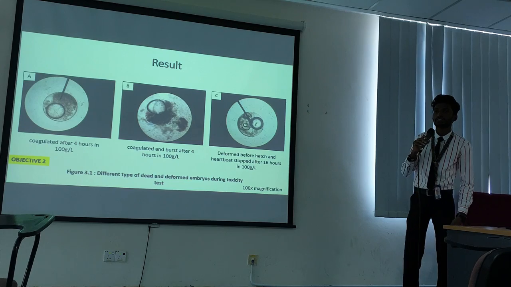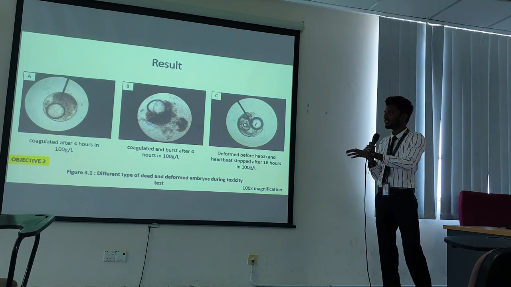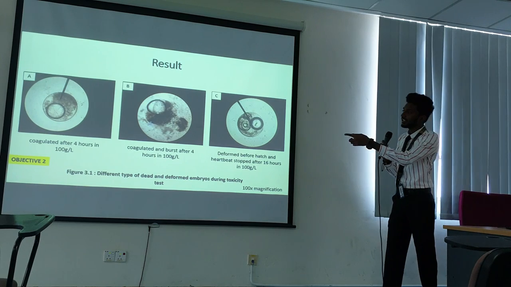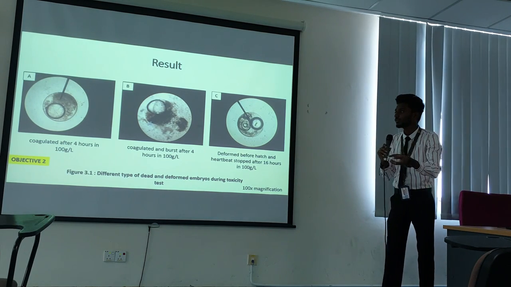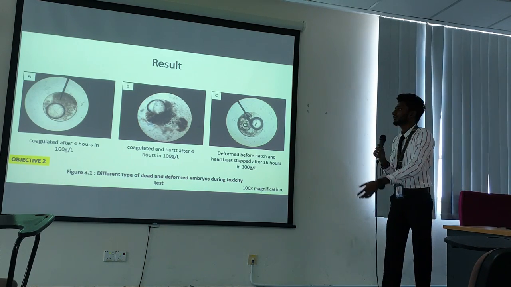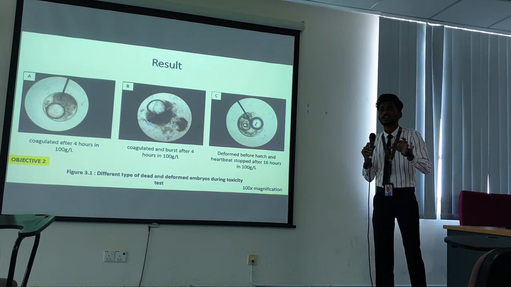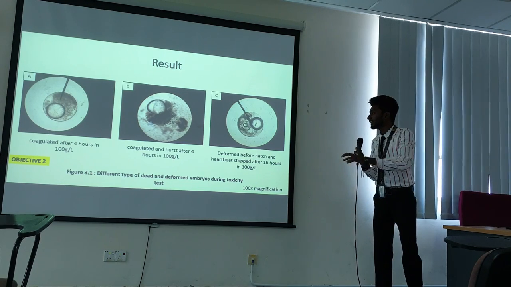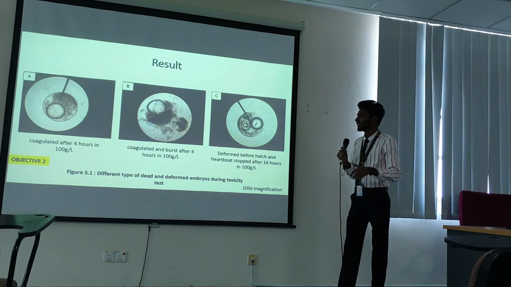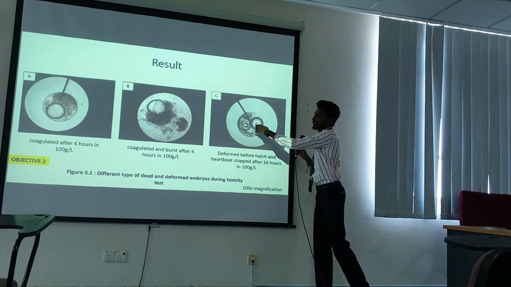And this is the result that I got from my experiment. These three pictures show the different types of dead and deformed embryos during the toxicity test. Picture A shows the coagulated embryo after 4 hours in 100 gram per liter concentration. Picture B shows the coagulated and burst embryo after 4 hours in 100 gram per liter. And picture C shows deformed before hatch and heartbeat stop after 16 hours in 100 gram per liter. So we can see that the embryo, the fish larvae, had already formed.